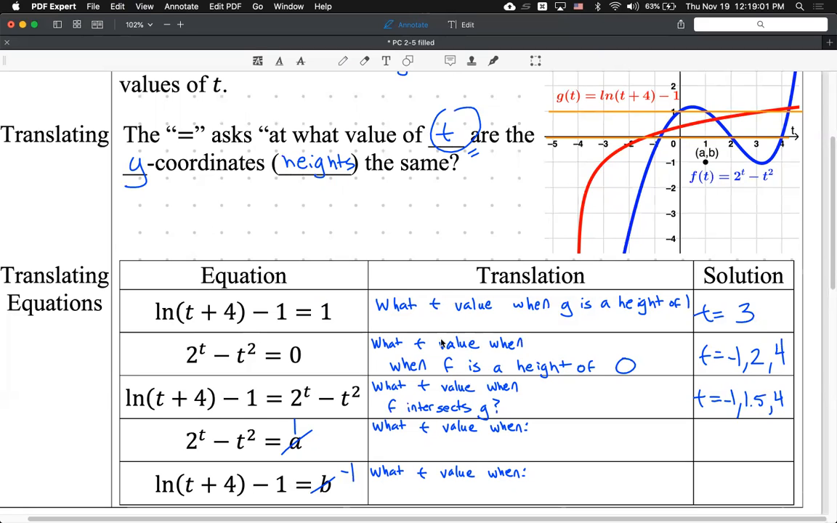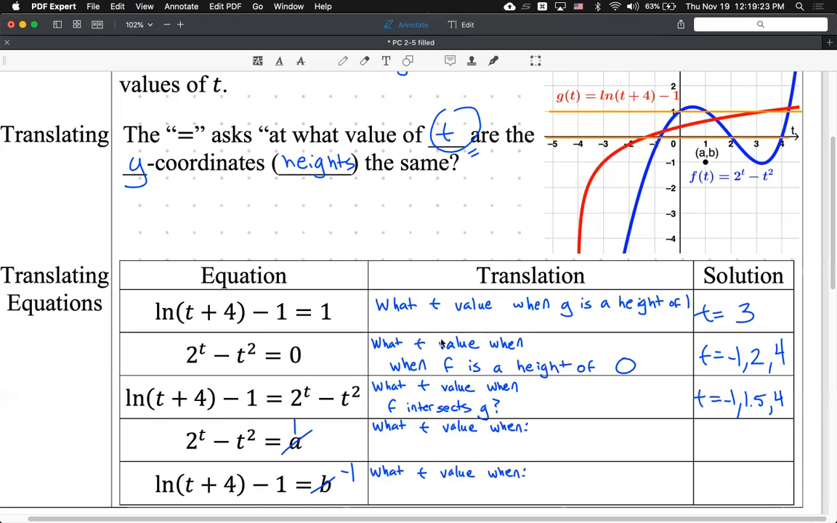2 to the power of t minus t squared. What color am I talking about? Blue or red? All you got to do is match them. Aurelio, go for it. 2 to the power of t minus t squared. Where do you see 2 to the power of t minus t squared? Blue. So it's saying, when does blue equal?